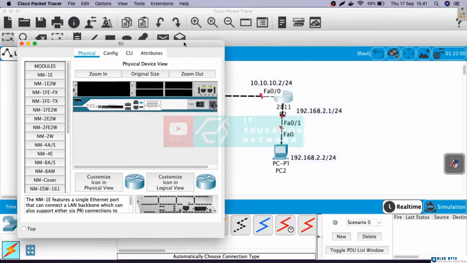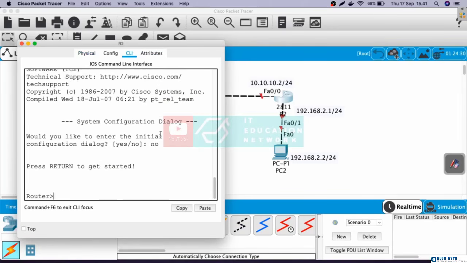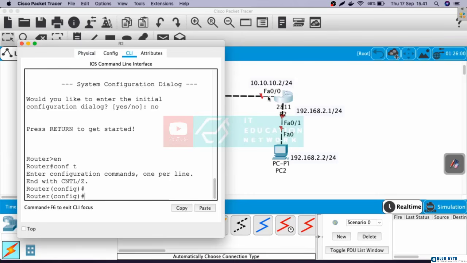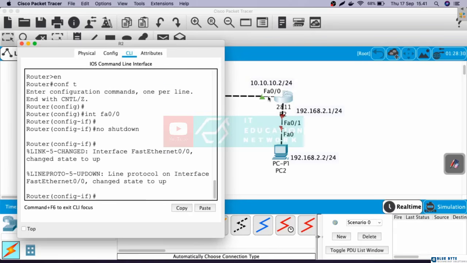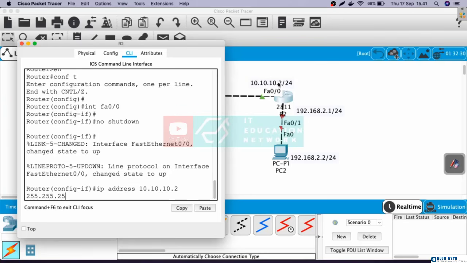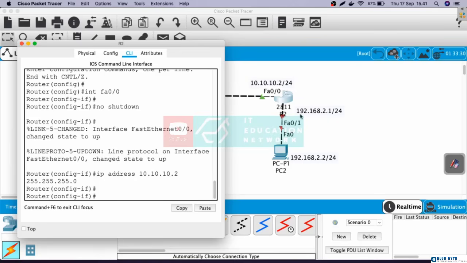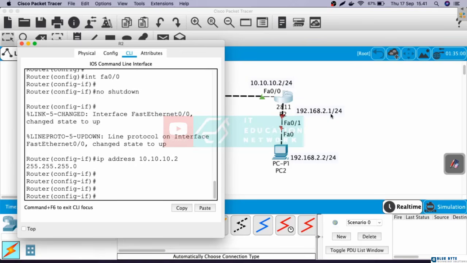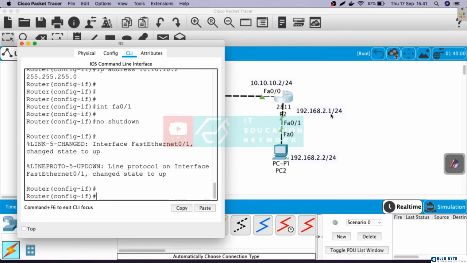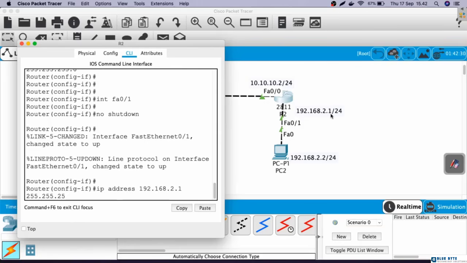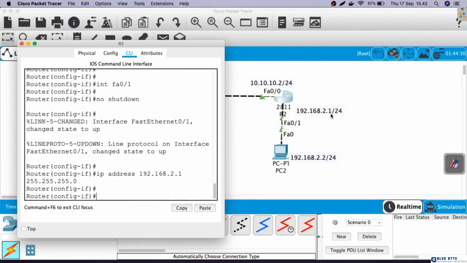Next, let's configure router 2. Enable, configure terminal, interface FastEthernet 0/0, no shutdown, IP address 10.10.10.2 255.255.255.0. Next, for FastEthernet 0/1, interface FastEthernet 0/1, no shutdown, IP address 192.168.2.1 255.255.255.0. Okay, now we have done configuring the IP address on router 1 and router 2.